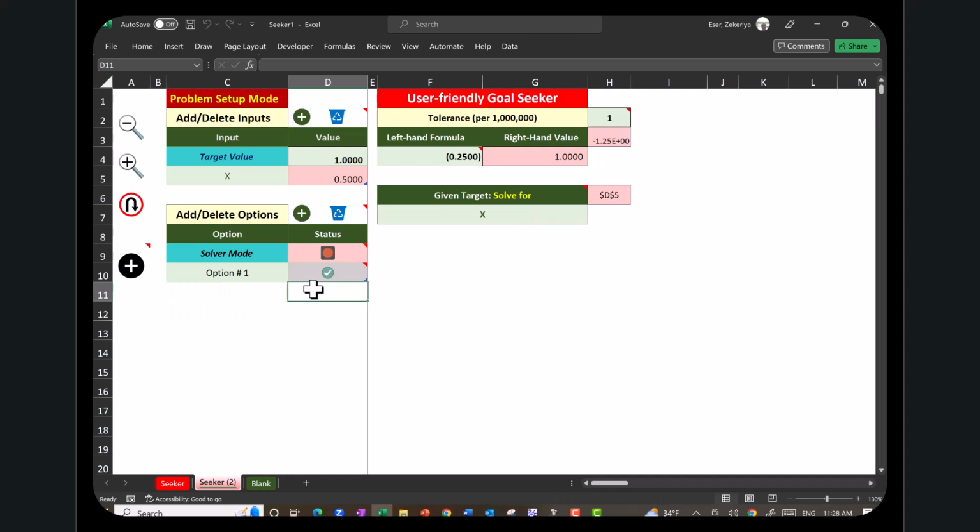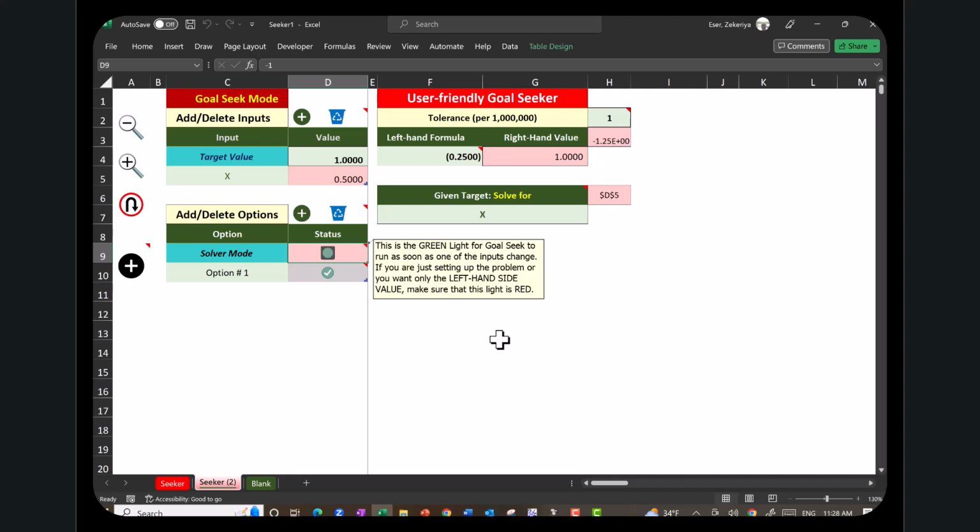I designed it so that you cannot delete the first option and you cannot delete the first input, because once you do that, you screw up my coding structure. That's why I'm protecting them. As soon as I double click on this and make it green light, it actually solved it, okay? It actually solved that equation.